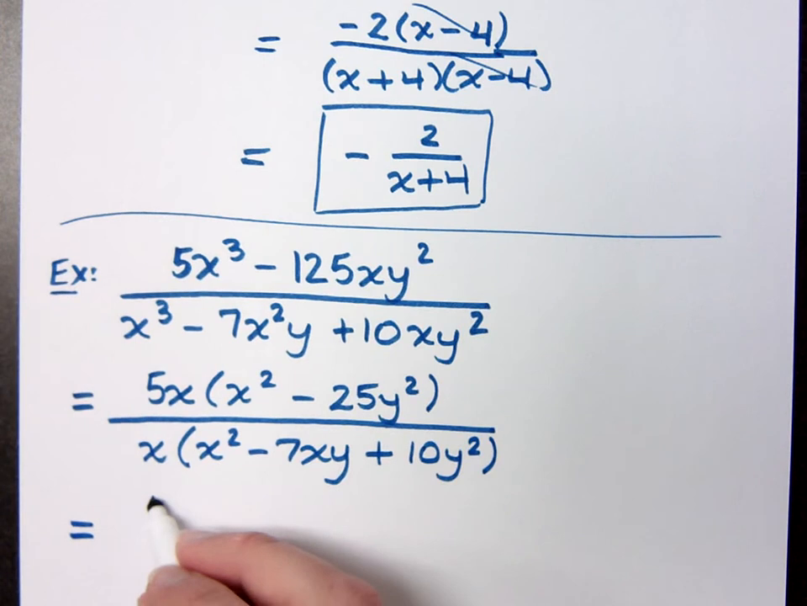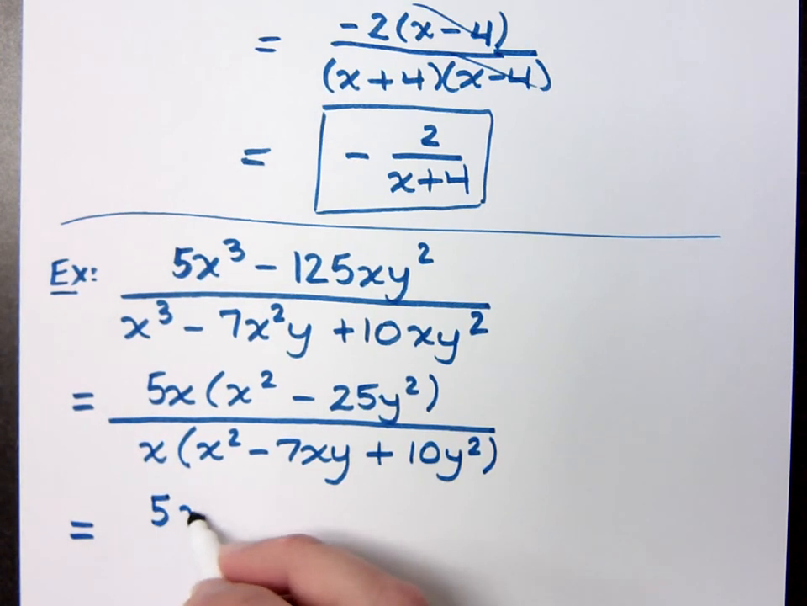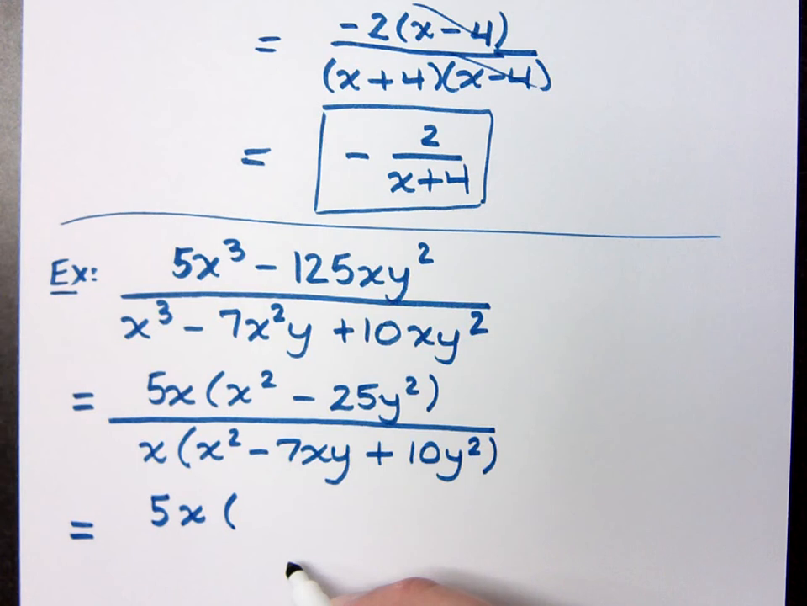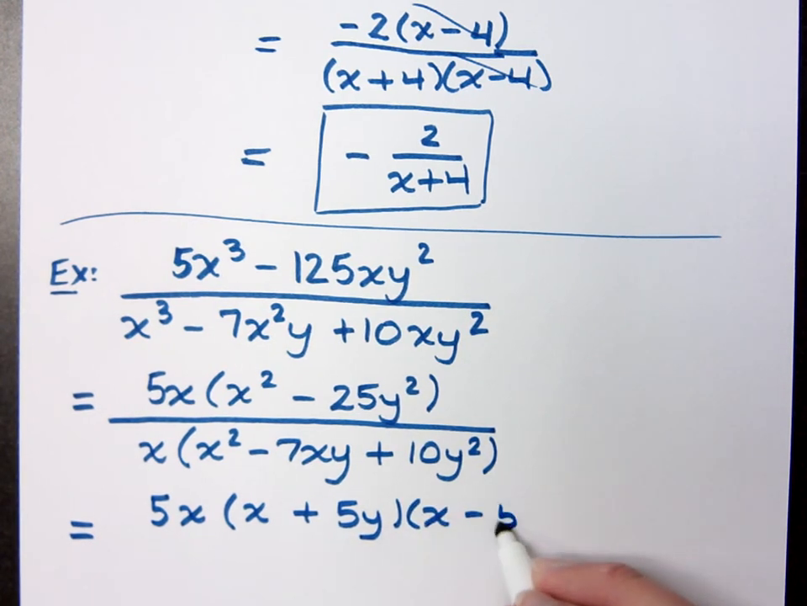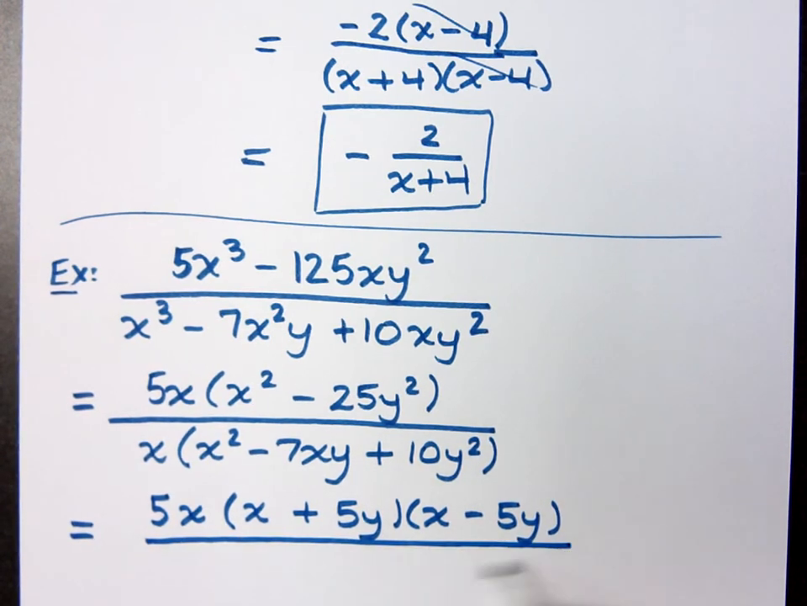Of course not. That'd be too easy. So 5x, how can you factor x squared minus 25y squared? X plus 5y times x minus 5y, all over, there's my common factor of x. How do I factor x squared minus 7xy plus 10y squared? x minus 2y and x minus 5y.